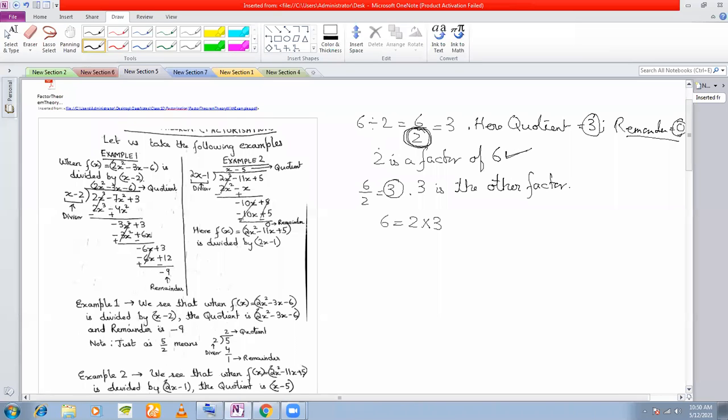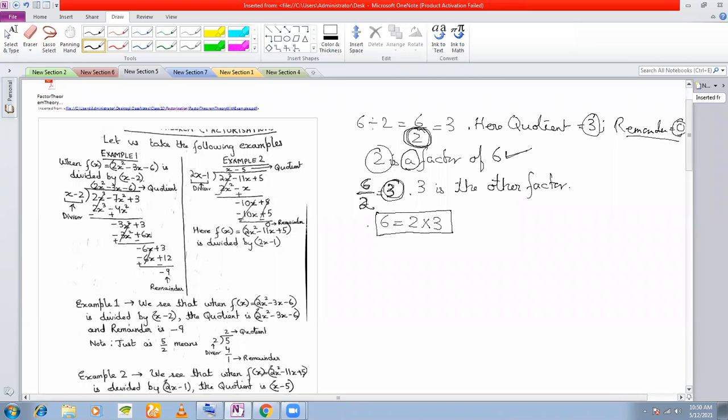Now, once I know that 2 is a factor of 6, how do I get the other factor? I divided 6 by the factor that I know, and I got the second factor, which is 3. So what I did was I expressed 6 as a product of two factors, 2 and 3.